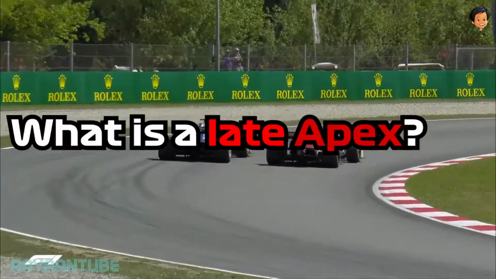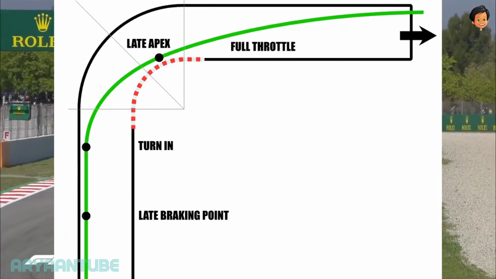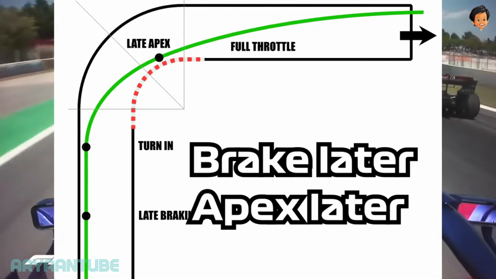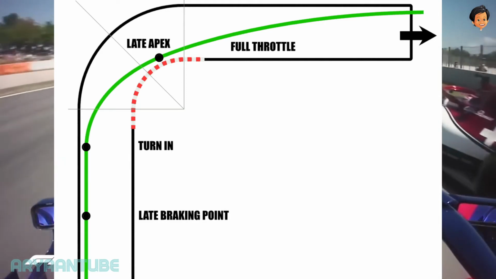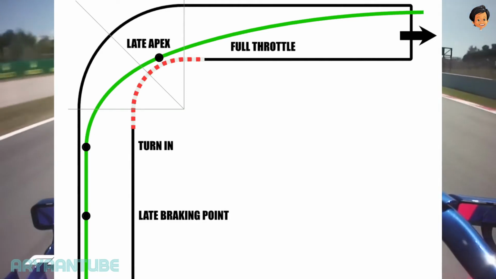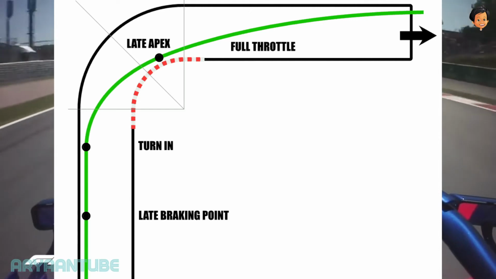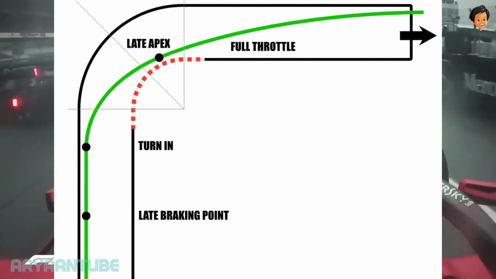But what is a late apex? A late apex is where you brake later but then you hit the apex later, meaning you get a better straight line and can accelerate more. Using later apexes is better for you in different types of turns and can be useful in overtaking.